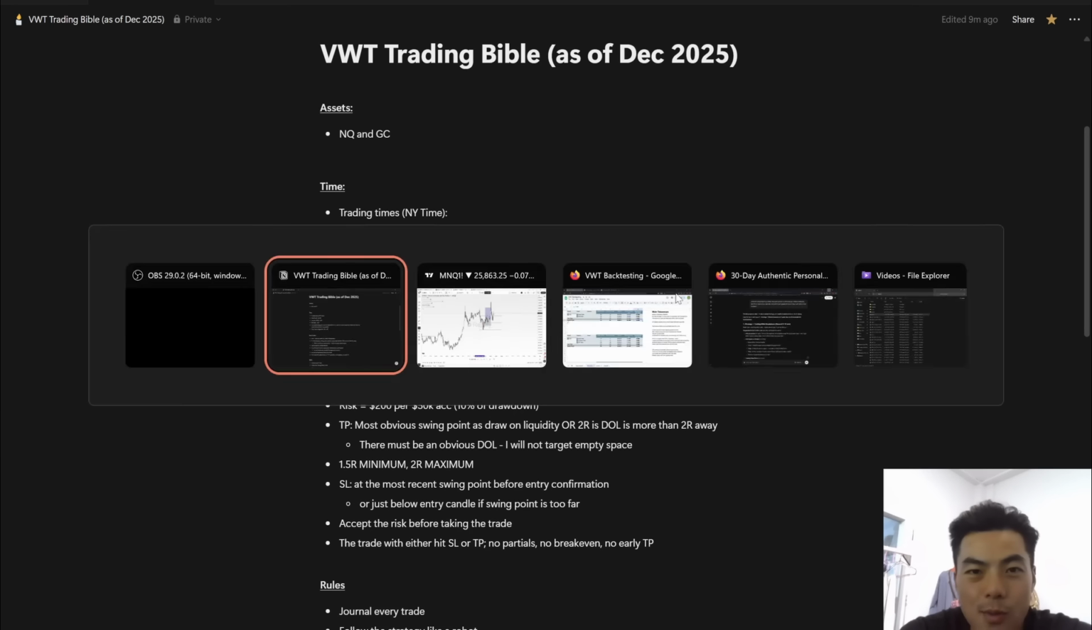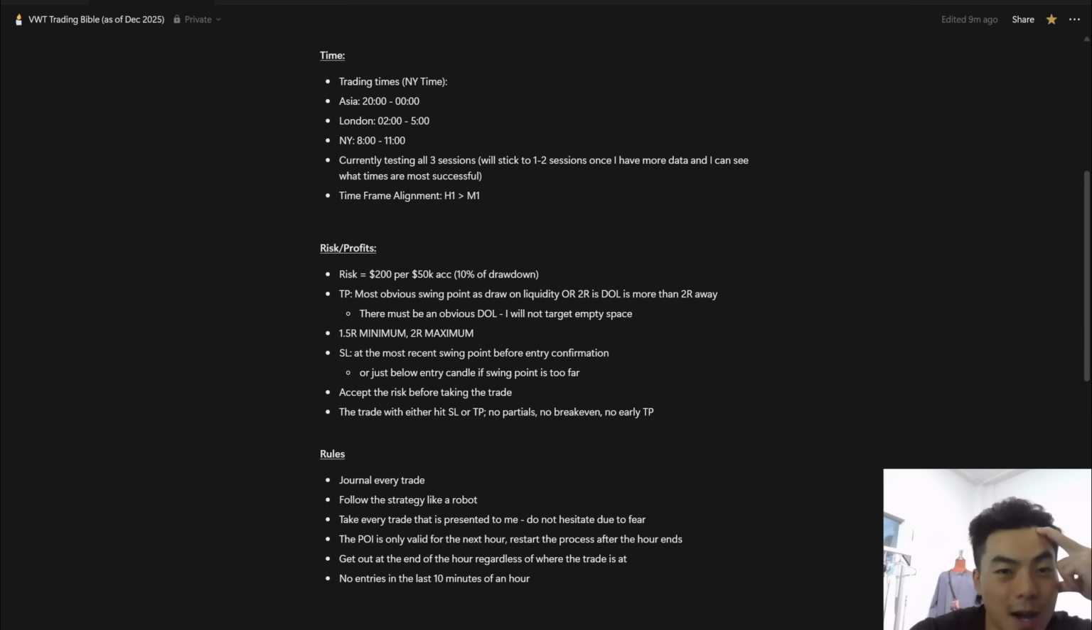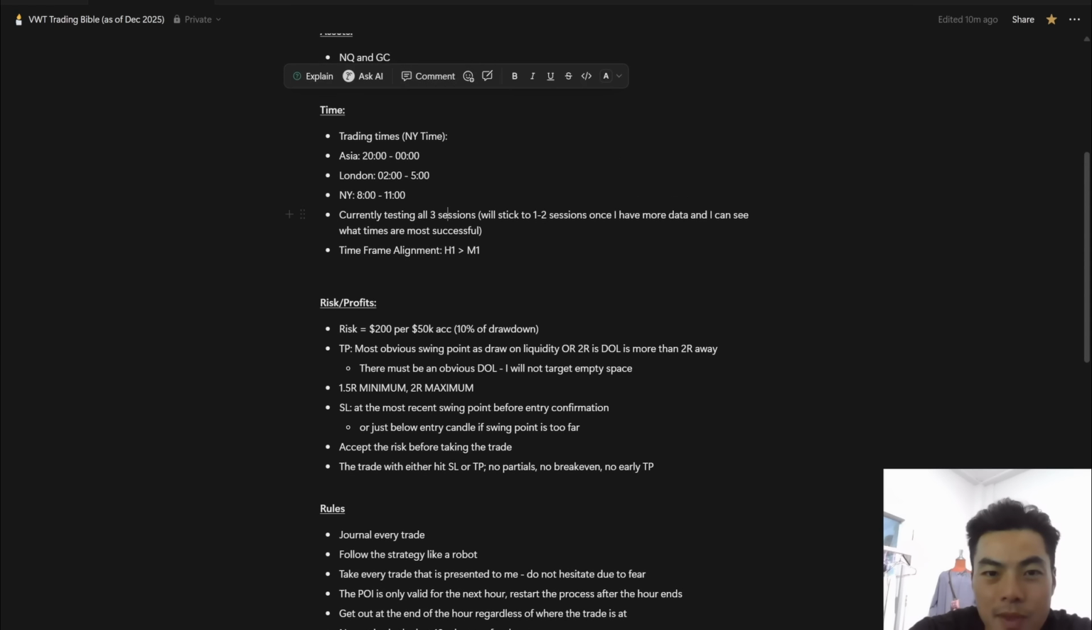Okay, so this is what I call my trading Bible, which is just a more detailed breakdown of how I utilize the strategy and the entry model. So as of right now, I'm trading NQ and GC as my assets. I'm trading Asia, London, and New York because I'm still gathering forward testing and backtesting data to find out which sessions are most profitable. So I'm just looking at all of them for now. But yeah, Asia is 8 to 12, London is 2 to 5, and New York is 8 to 11. This is New York time.